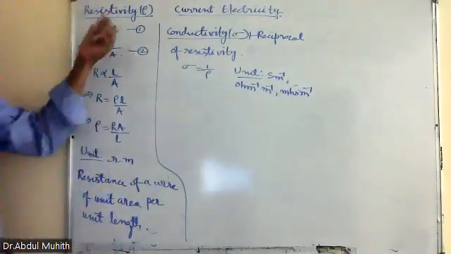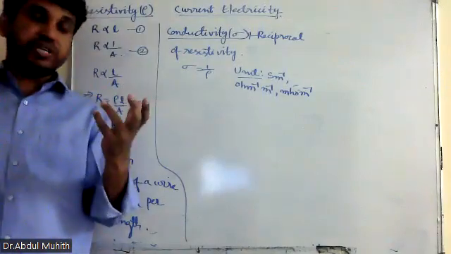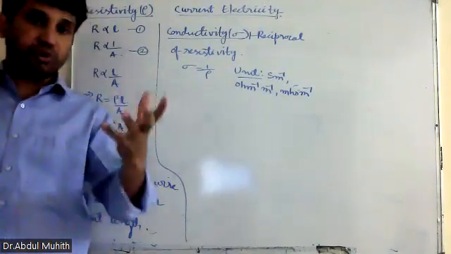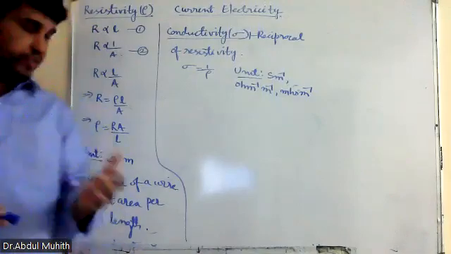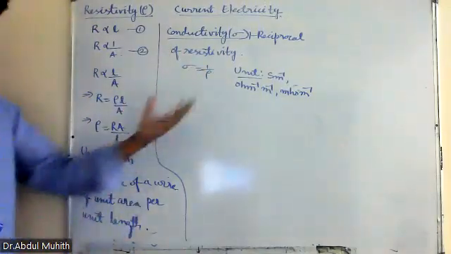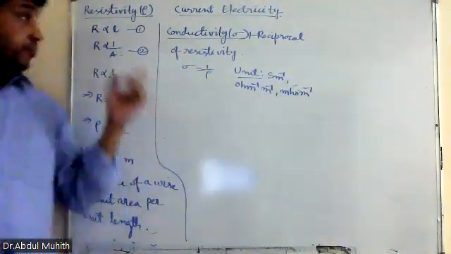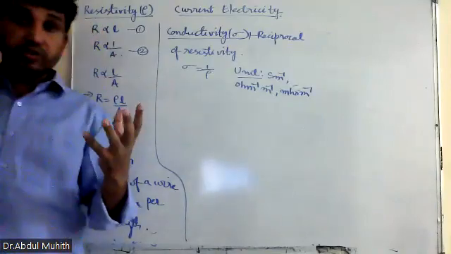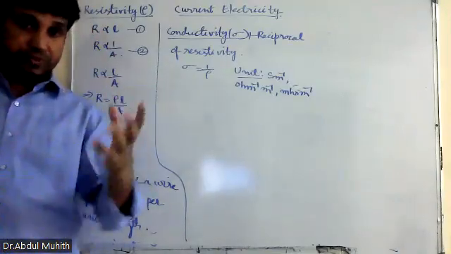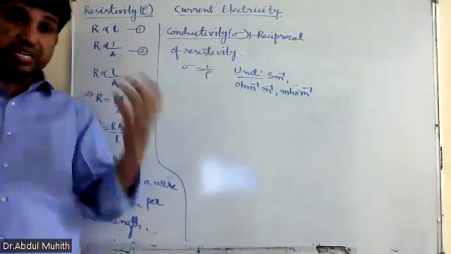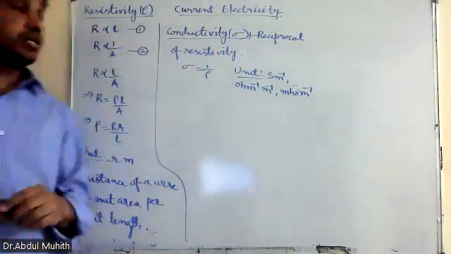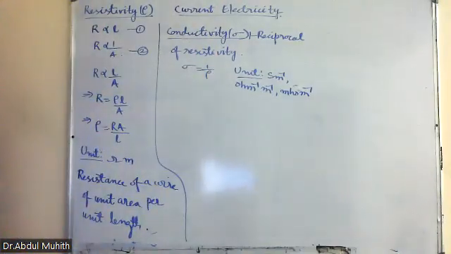Now, if we come to the physical meaning of resistivity, it is a property of the material which resists the flow of current. Okay, this is a mathematical definition I wrote. But the physical meaning of resistivity is it is a property of the material which resists the flow of current, and conductivity is the property of the material which allows the flow of current. Now, next one is we have drift velocity.